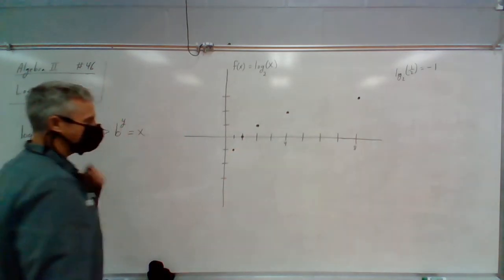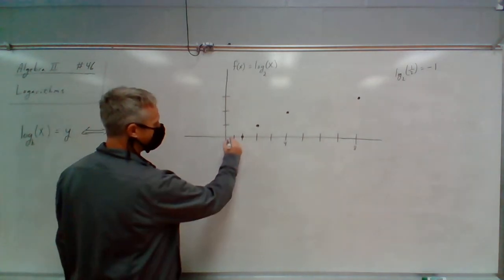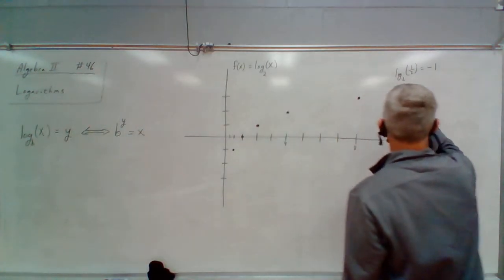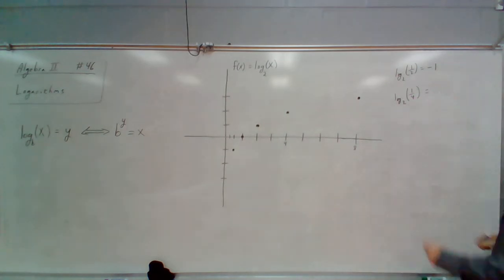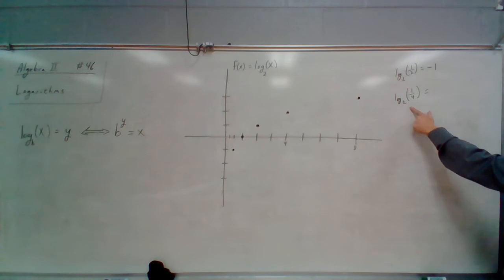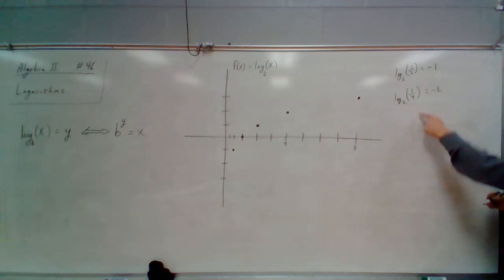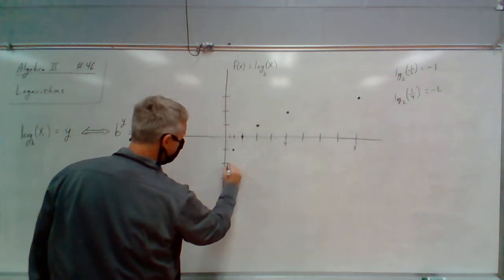All right, let's plug in a 1/4 right here. What's log base 2 of 1/4? 2 raised to what power gives me 1/4? That would be a -2. 2 to the negative second is 1/4. So plug in 1/4, get a -2.